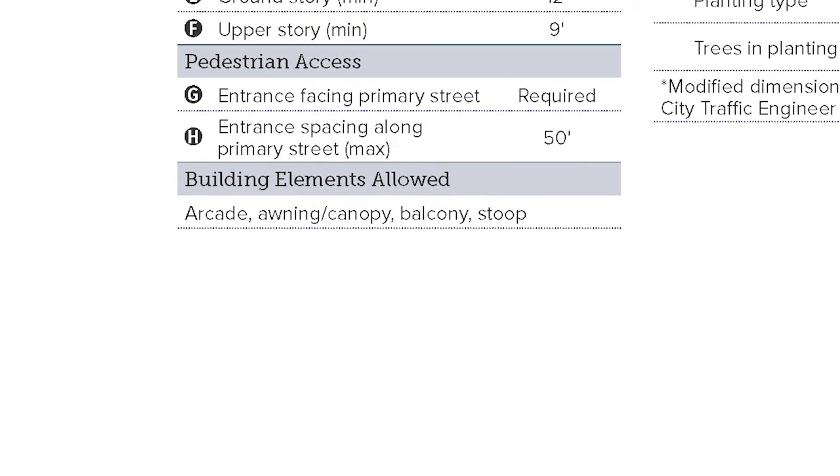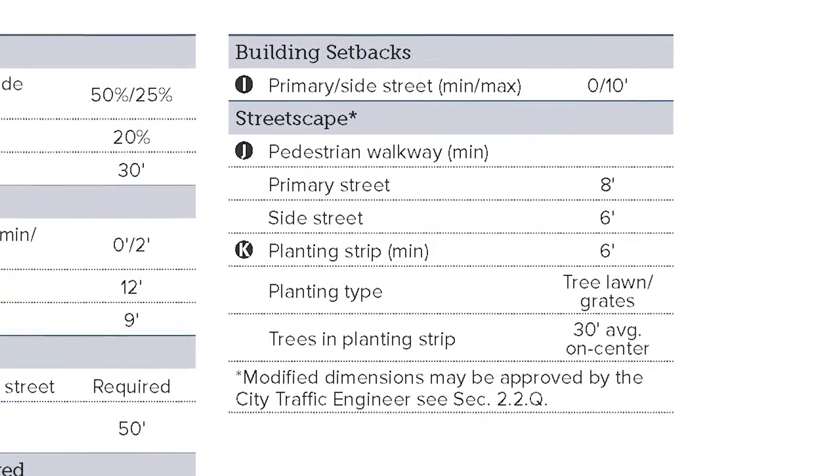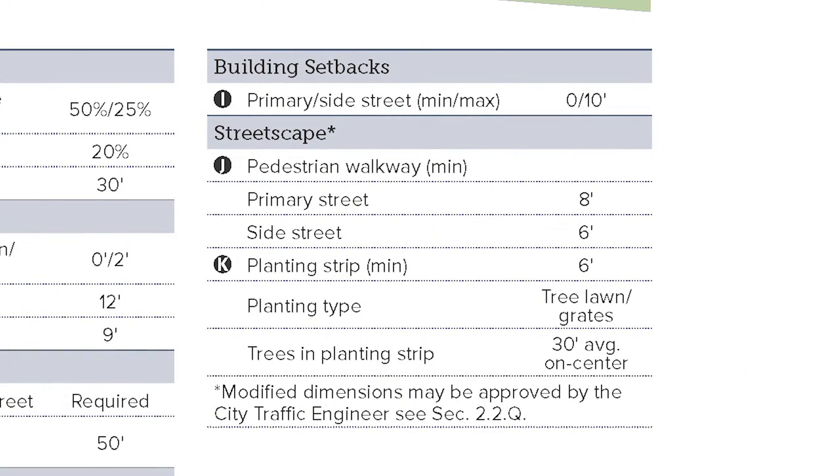There are allowed building elements, none of them required, but arcades, awnings, canopies, balconies, and stoops are all allowed on a building in this zone. The building setbacks are replicated simply because we have drawn them on the image here. And then there are the streetscape requirements, an 8-foot sidewalk or a 6-foot sidewalk on a side street, a 6-foot planting strip, and a tree lawn or trees in grates along the street, placed 30 feet apart on average.